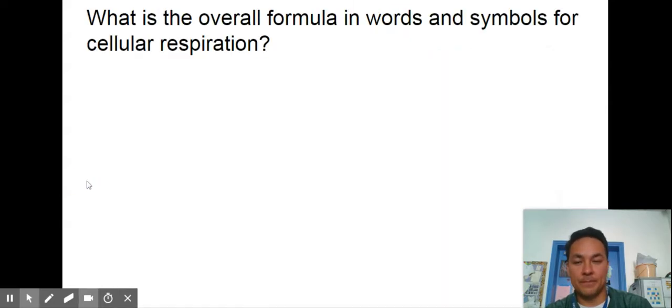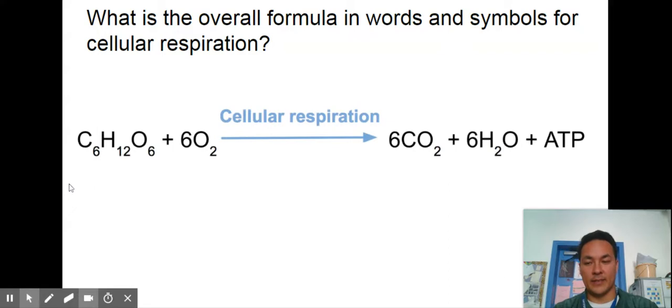So let's jump in. Can you think in the big picture, what's the overall formula in words and symbols for cellular respiration? See if you can get it in words first, and then if you can get it in symbols, you're really on top of it. Hopefully you got something like this. Glucose plus oxygen, going through the process of cellular respiration, will yield carbon dioxide, water, and energy, or ATP.